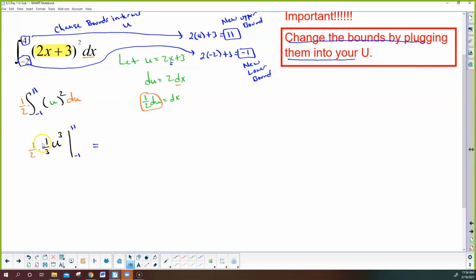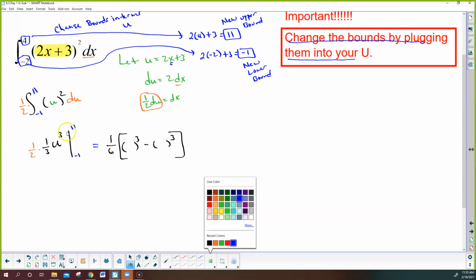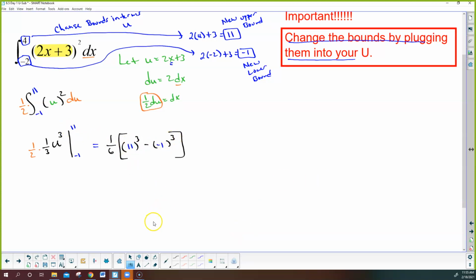Okay, so I know that 1/2 times 1/3, this is 1/6. And you have an option if you want. I'm actually going to choose to do this, right? This is 1/6, and then that's going to multiply by my answer of the upper bound minus the lower bound. Well, what was the upper bound? That's 11. What's the lower bound? That's -1.